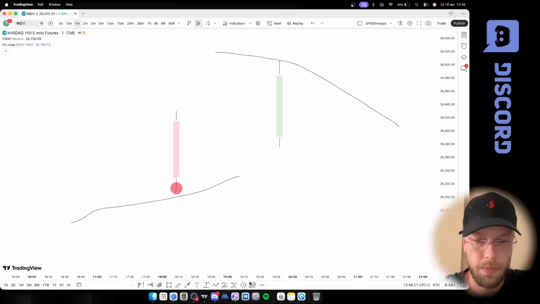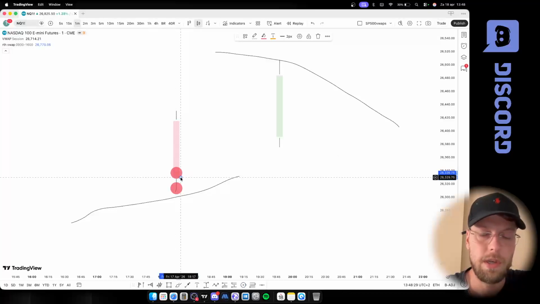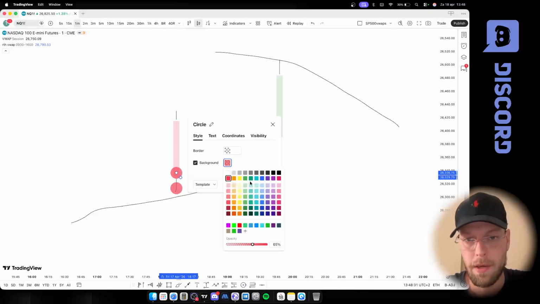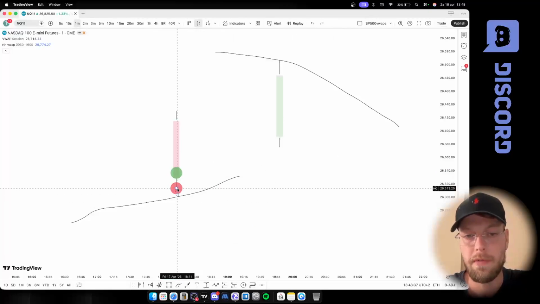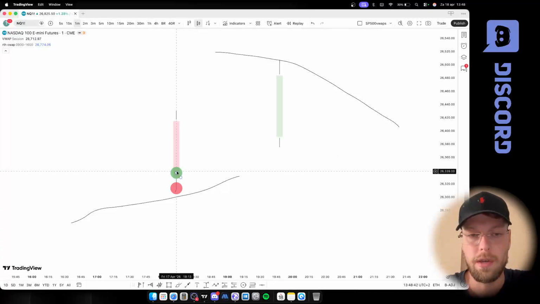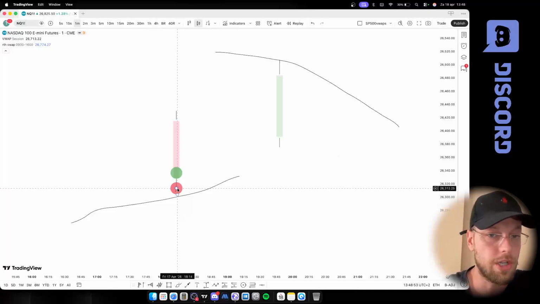Even better, not happening all the time, but even better is if we plot after the red bubble a green one. Why? Now we have absorption and we hold above it, and now we get in its initiation. Someone is seeing the same as what we see, and he's seeing the absorption. Maybe he's watching a footprint chart. Maybe he's watching the big trades or whatever.